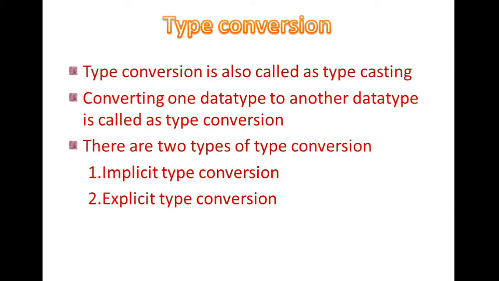Now, type conversion is also called typecasting. In general, when we try to convert one data type to another data type, it is called type conversion. Say, for example, we want to convert an integer data to a float data, or we want to convert a string data to an integer data. These types of conversions are called typecasting. And there are two types of type conversions. One is called implicit type conversion, another is explicit type conversion.